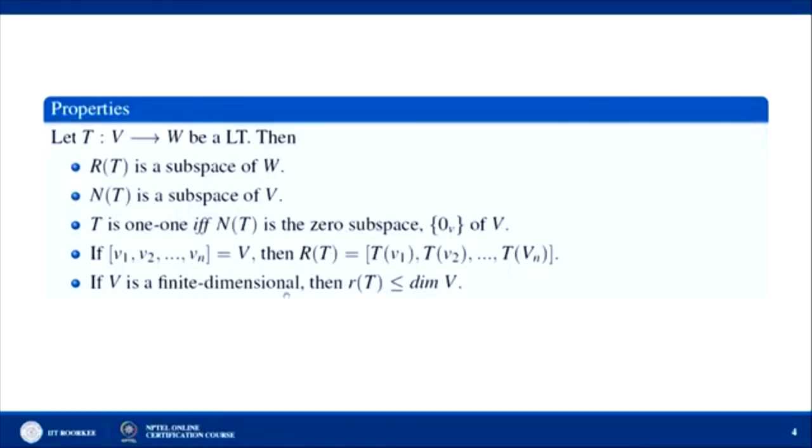Now the next result is, if V is a finite dimensional vector space, then R(T), that is the rank of T, is always less than or equal to the dimension of V. So it is easy to show.